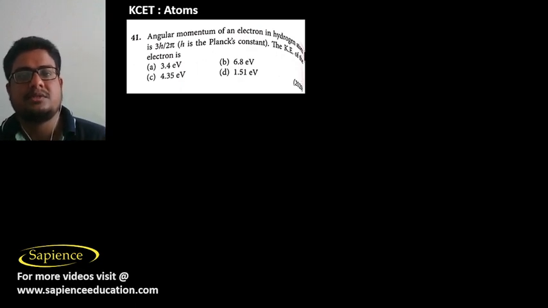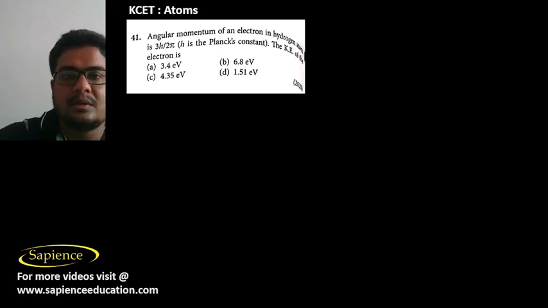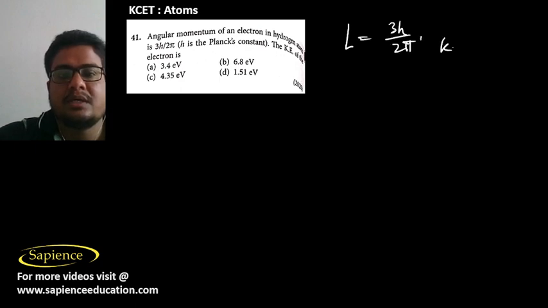The angular momentum of an electron in hydrogen atom is 3h by 2 pi, where h is the Planck's constant. The kinetic energy of the electron is... The angular momentum of an electron in the hydrogen atom is 3h by 2 pi, and the kinetic energy of the electron.